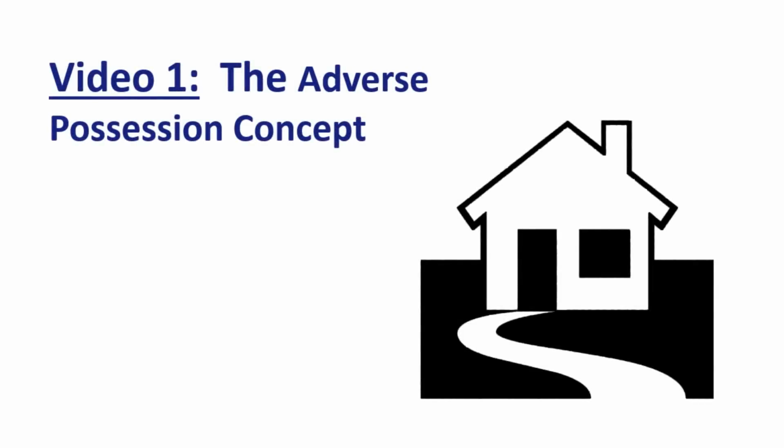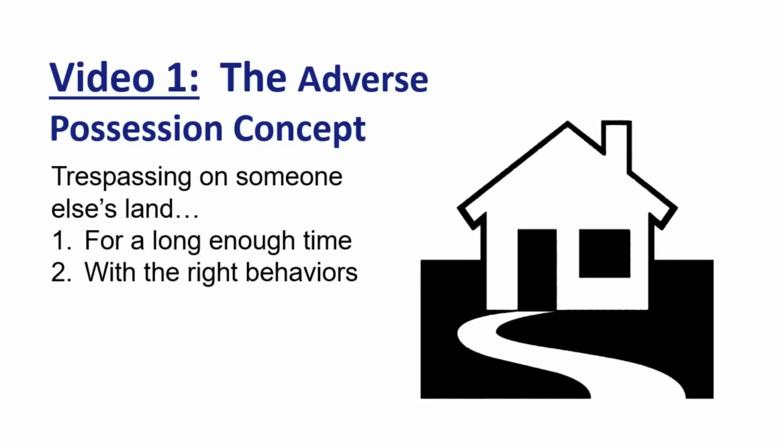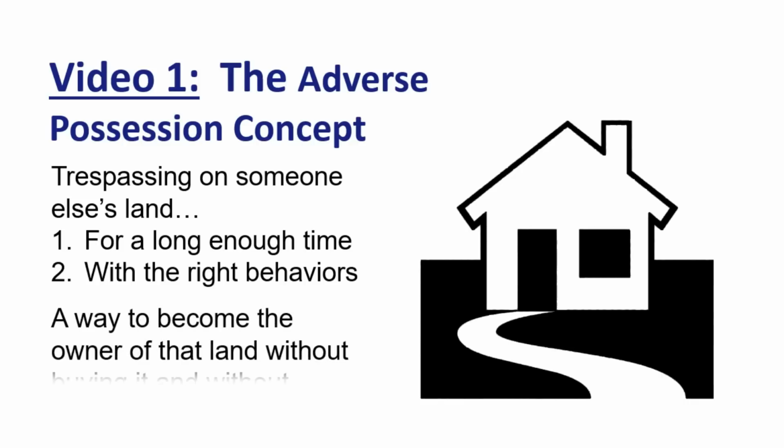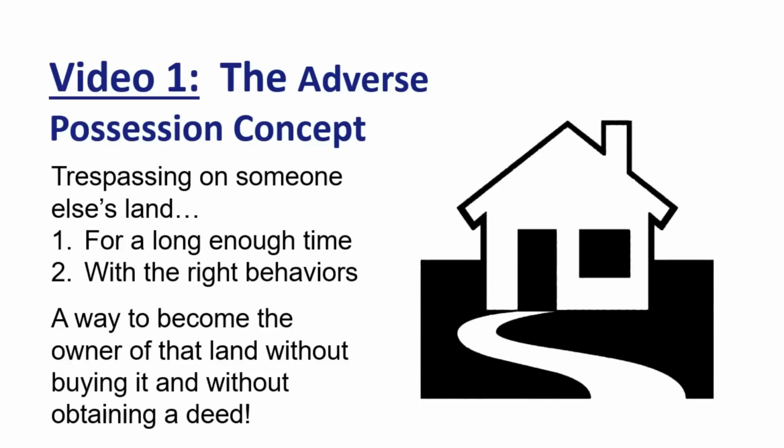In this first video, we're going to talk about the basic concept of adverse possession. And the concept is simple, although it's quite surprising. The idea is that if you trespass on somebody else's land, and you do it for a long enough time, and you do it with the right behaviors while you're on that land, you can actually become the owner of the other person's land. In other words, adverse possession is a way to become the owner of someone else's land without buying it, without paying anything for it, and without obtaining a deed. It's really quite extraordinary.